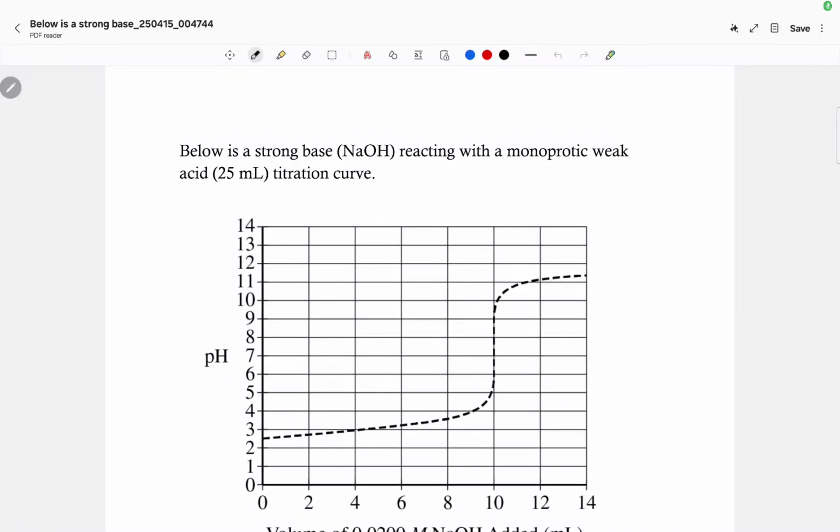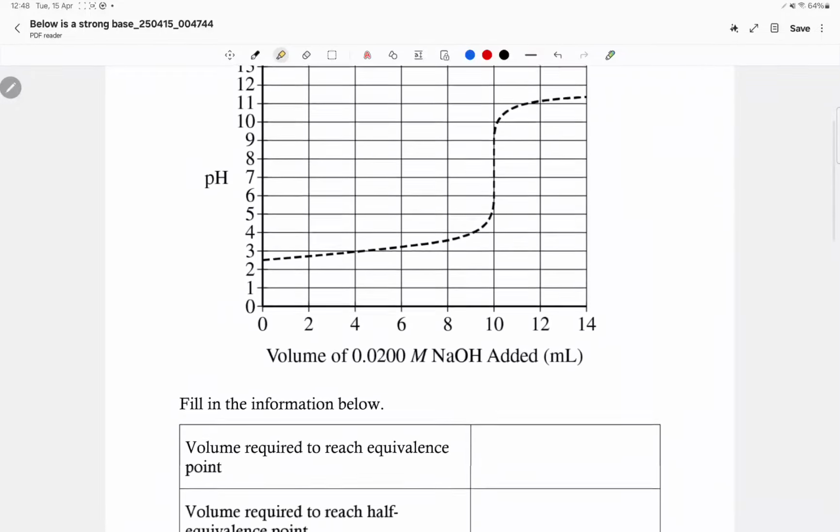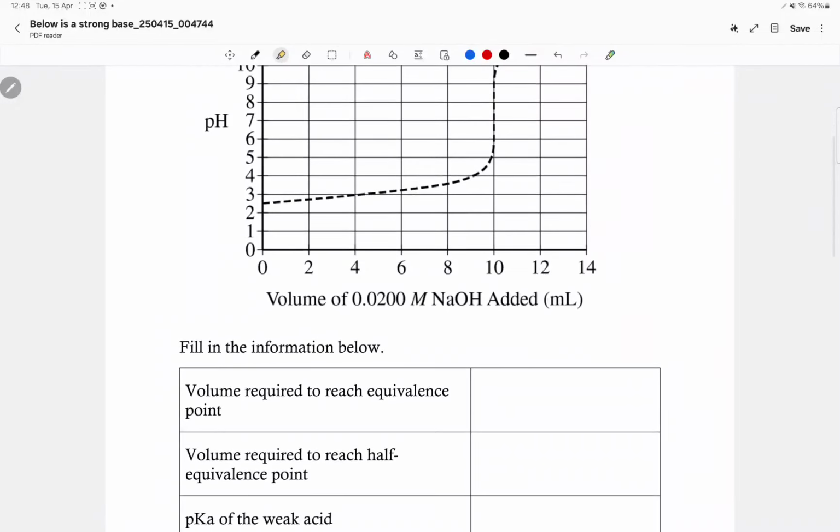Okay, so here we have a titration curve for a strong base, NaOH, with a monoprotic weak acid, whose volume is 25 ml. It says, what is the volume required to reach the equivalence point? Well, the equivalence point is going to be this vertical line here. So if you draw it to the x-axis, the volume is going to be 10.